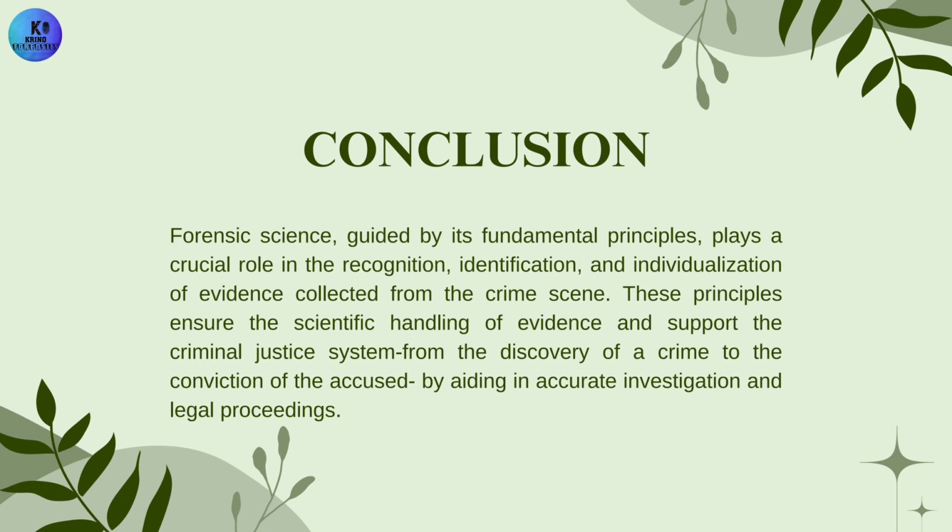To sum up everything, forensic science, guided by its seven fundamental principles, plays a vital role in the recognition, identification, and individualization of evidence collected from the crime scene. These principles are not just theoretical, they ensure that evidence is handled scientifically, ethically, and legally. From the moment a crime is discovered to the final judgment in court, forensic science supports the criminal justice system by enabling accurate investigations and fair legal proceedings.